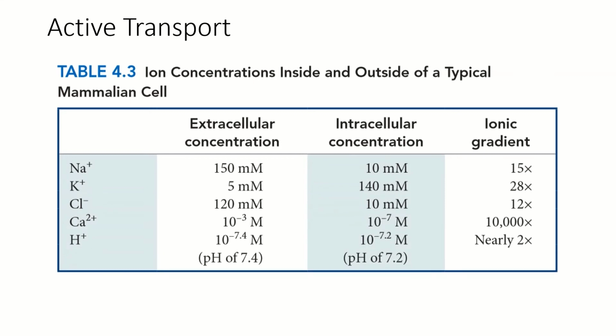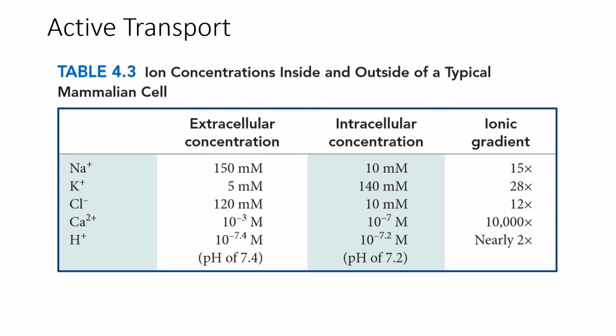And then, of course, we have here active transport. As an example, let's look at sodium. On the outside of the cell, the concentration of sodium is really high. It's 150 millimolars. While on the inside of the cell, the concentration of sodium ions is low. It's only 10 millimolars. That's 15 times lesser than the concentration on the outside.